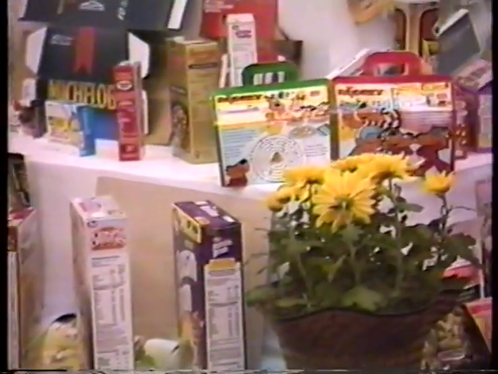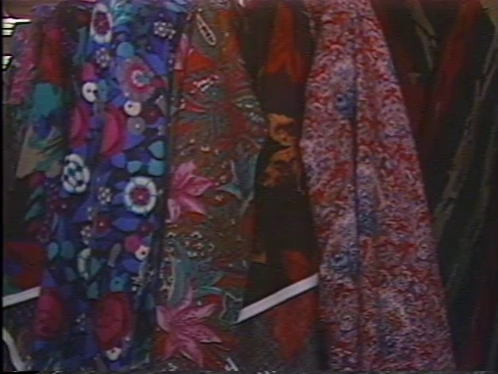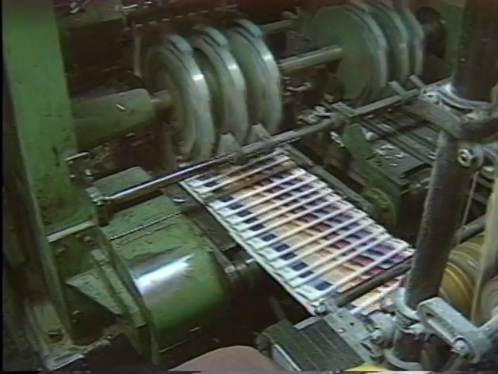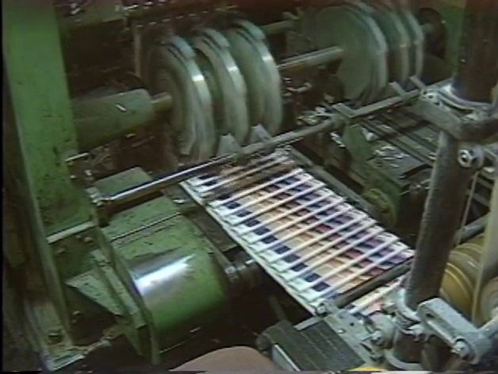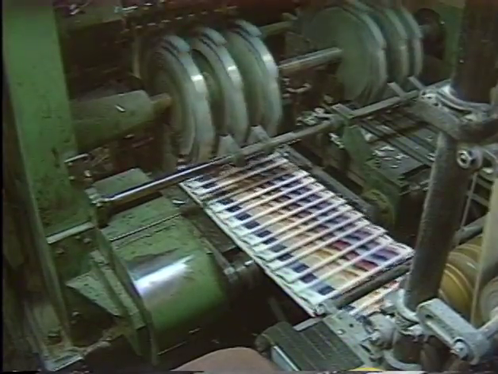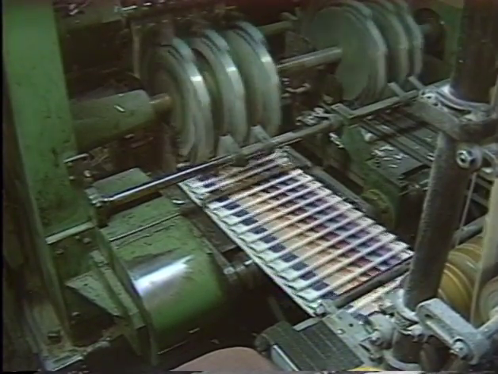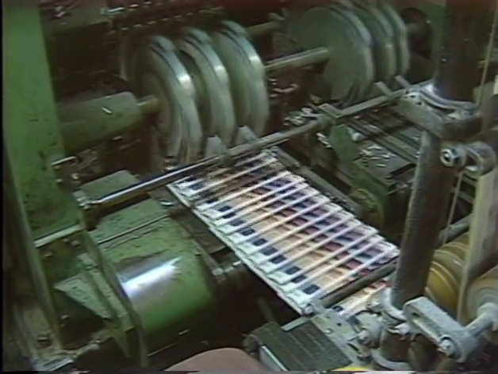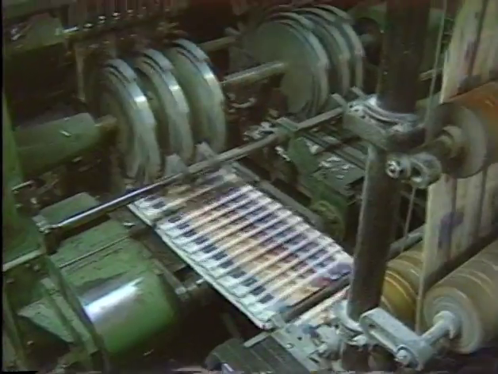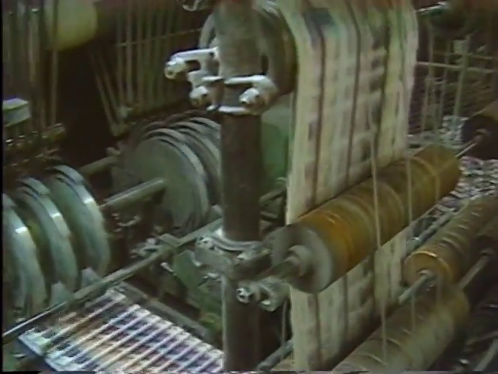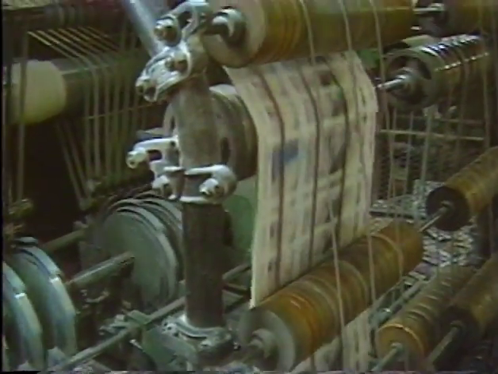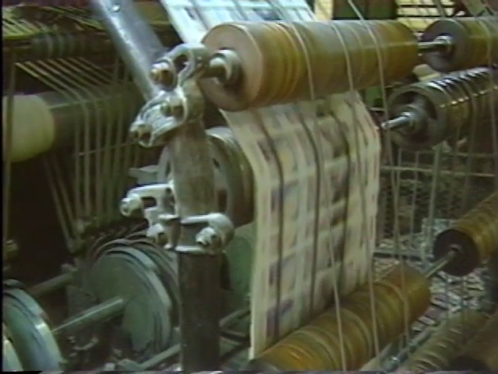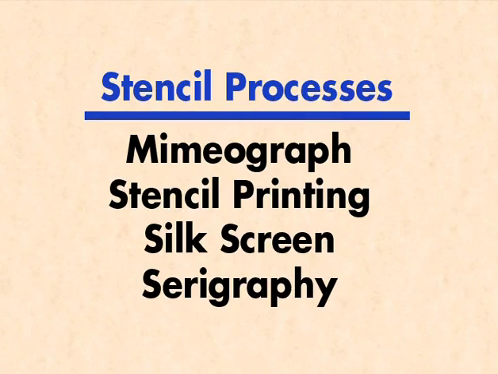Rotogravure is used for packaging, textiles, wallpaper, catalogs, Sunday newspaper supplements, and other applications requiring long press runs. This process is considered by many people to be capable of producing the best possible printed reproductions of original artwork and photographs. Many different terms have been used to describe stencil processes.